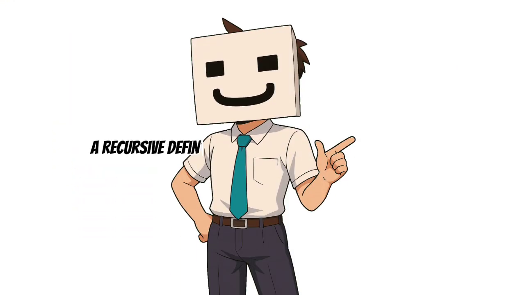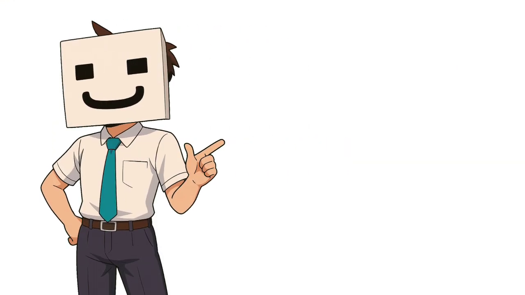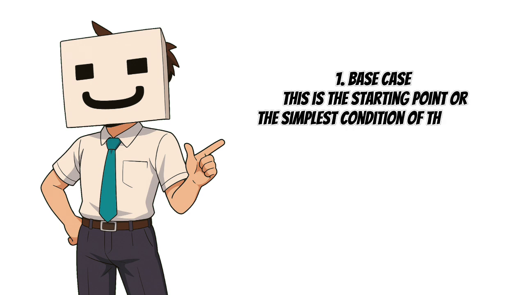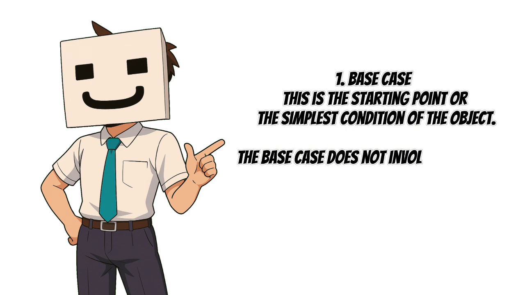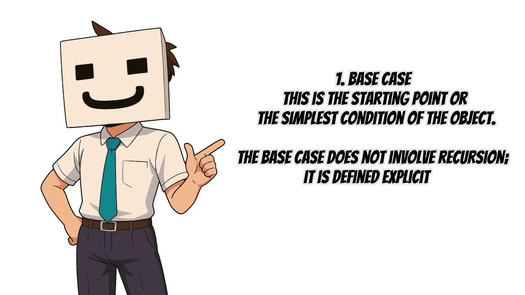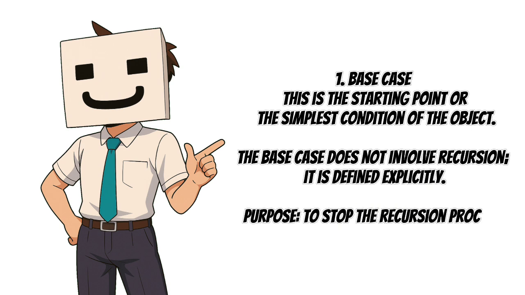A recursive definition always consists of two parts. 1. Base case. This is the starting point, or the simplest condition of the object. The base case does not involve recursion. It is defined explicitly. Purpose: to stop the recursion process.